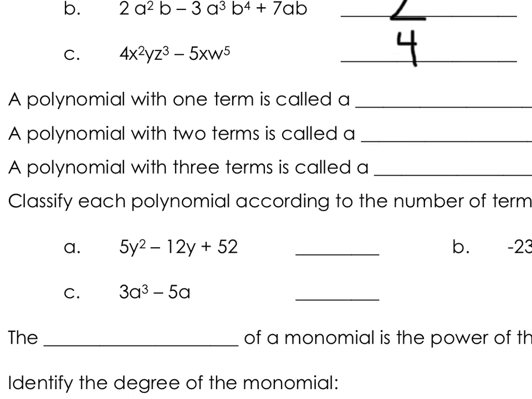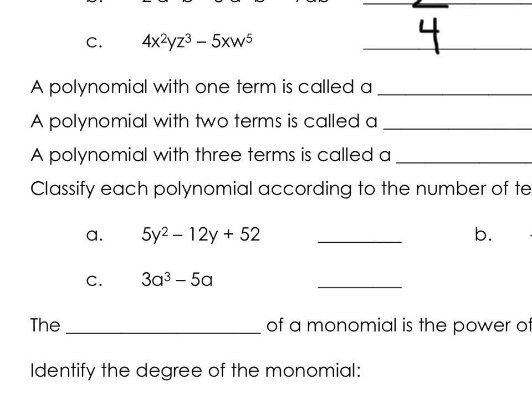A polynomial with one term is called a monomial. A polynomial with 2 terms is called a binomial. What do you think a polynomial with 3 terms is called? What's a vehicle that has 3 wheels? A tricycle? So it's called a trinomial.